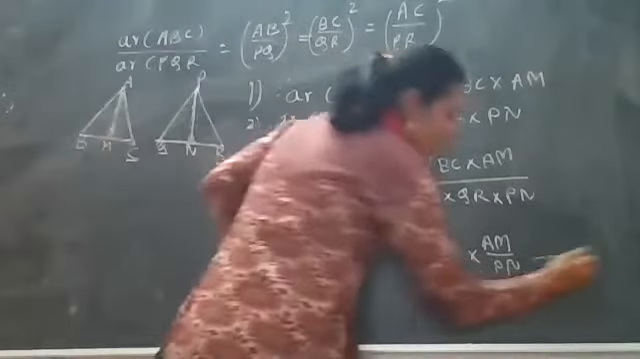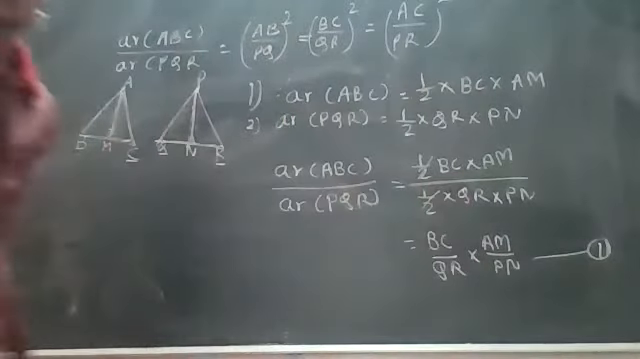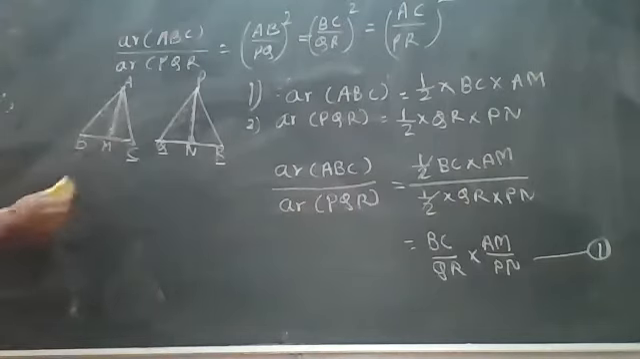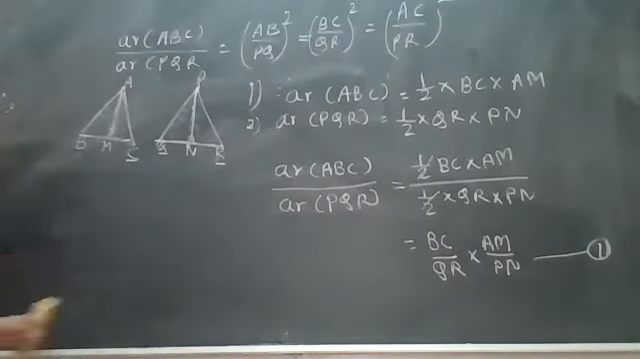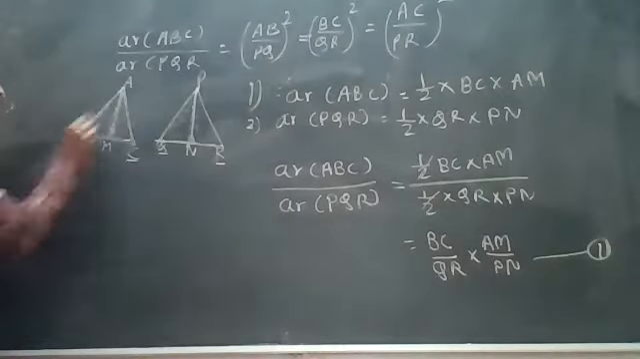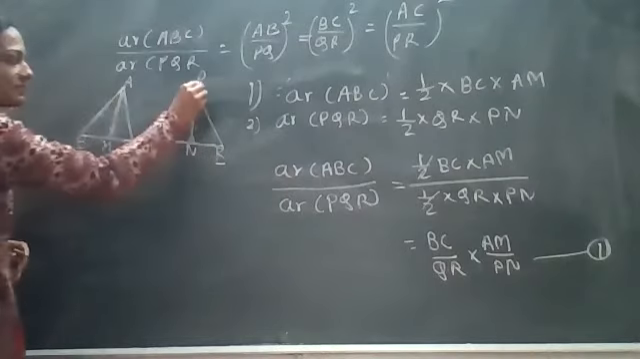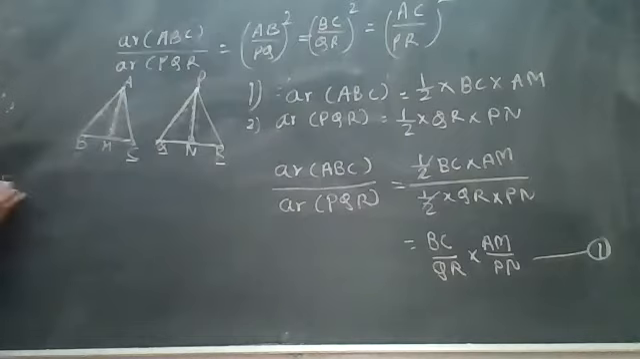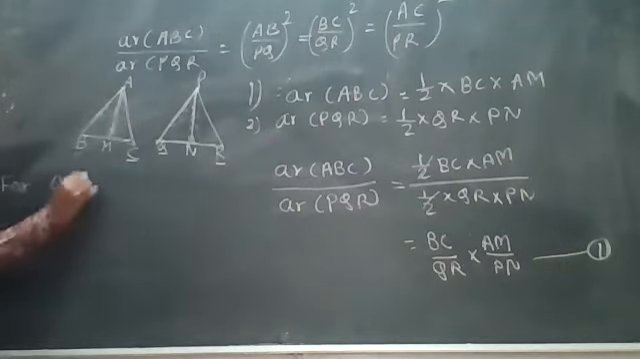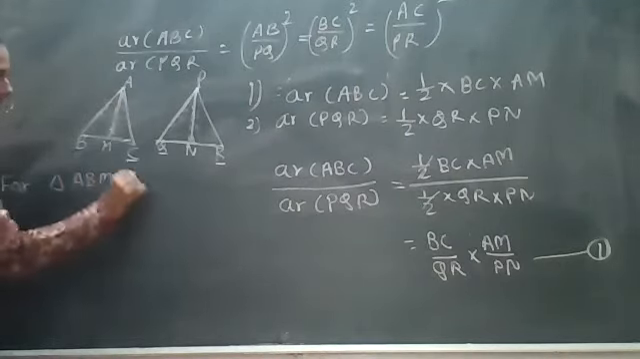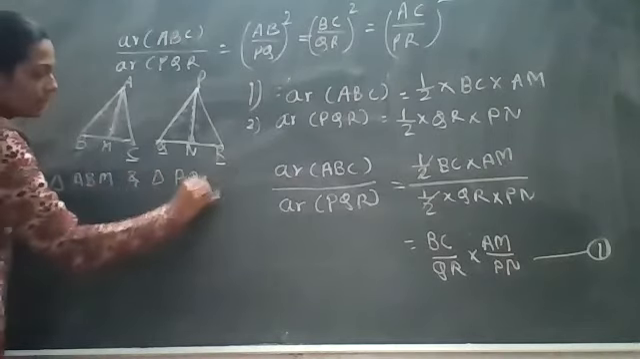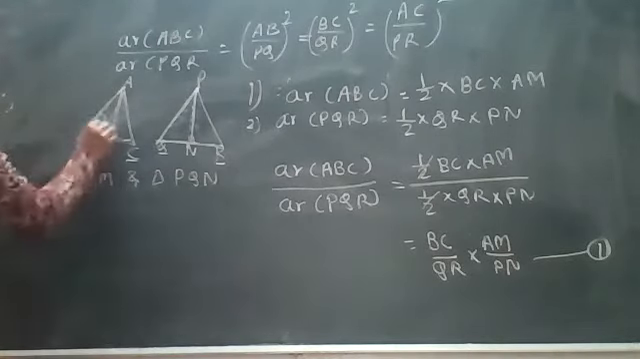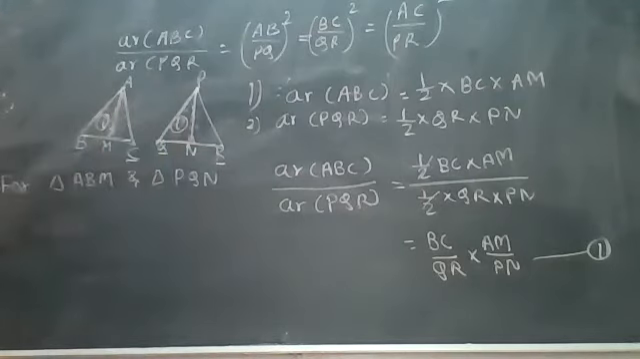This will become your first equation. Okay. Now I am writing over here, because it requires too much space. Now what are we going to consider? We are going to consider triangle ABN and triangle PQN. Understood? I am taking this triangle and this triangle.